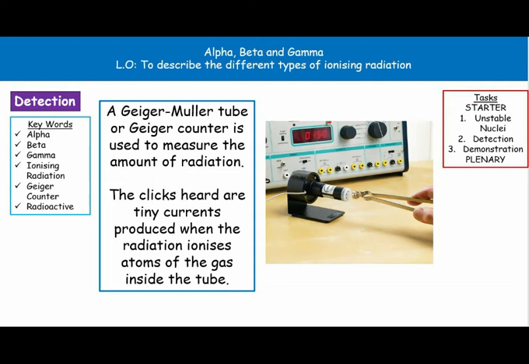So the Geiger-Müller tube is the little black thing in the front, and then you've got your actual counter sitting behind it with the digital number on the screen. Now, when this is actually working and you hold something that's emitting radiation in front of it, then what you actually hear are little clicks. And those clicks that you can hear are tiny currents that we're producing when the radiation is ionizing atoms of the gas that's held within the Geiger-Müller tube itself.